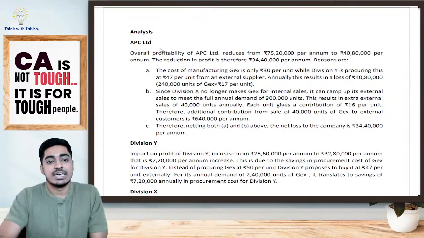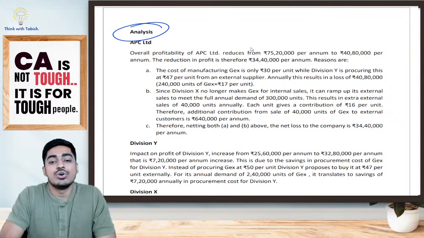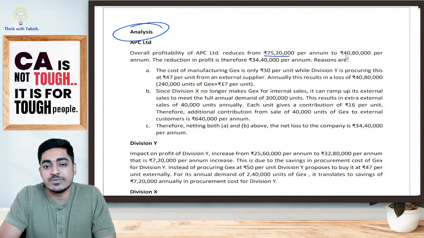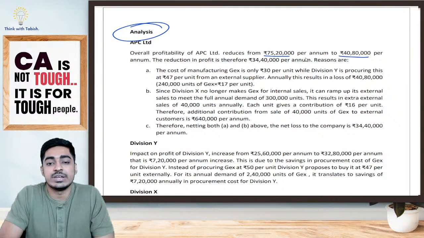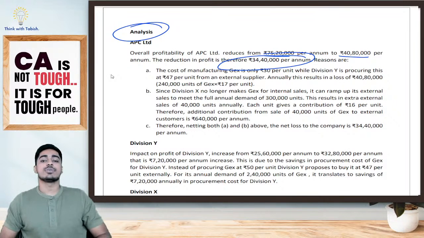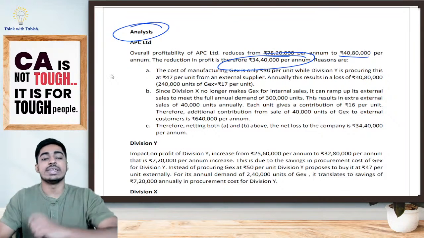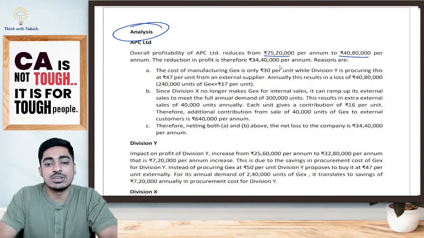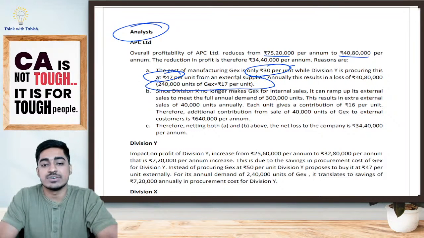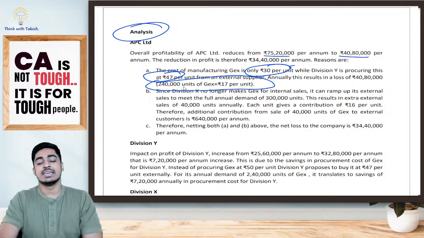Look at this analysis. Overall profitability reduced from 75 lakh 20,000 to 48 lakh 20,000. That is, it reduced by 34 lakh 40,000. What happened? Why it happened? Manufacturing cost was only 30, but now it is purchasing at 47. So 2,47,000 into this. This is one impact.